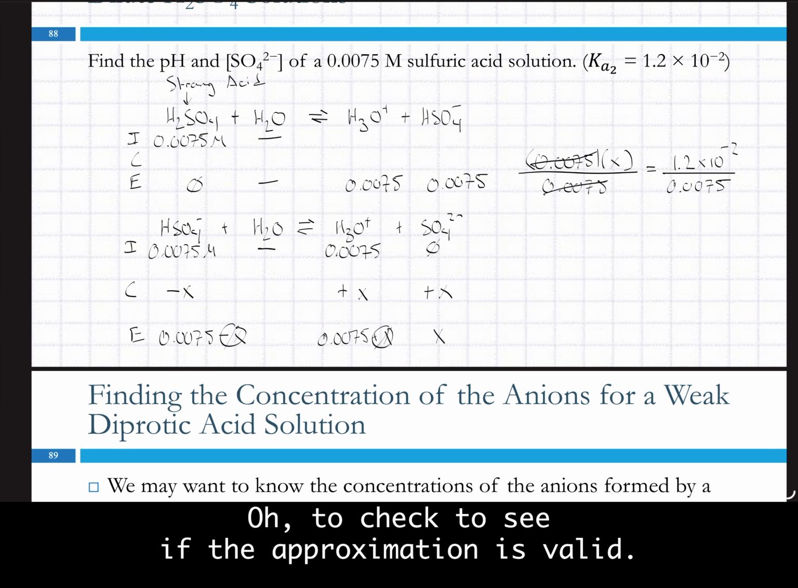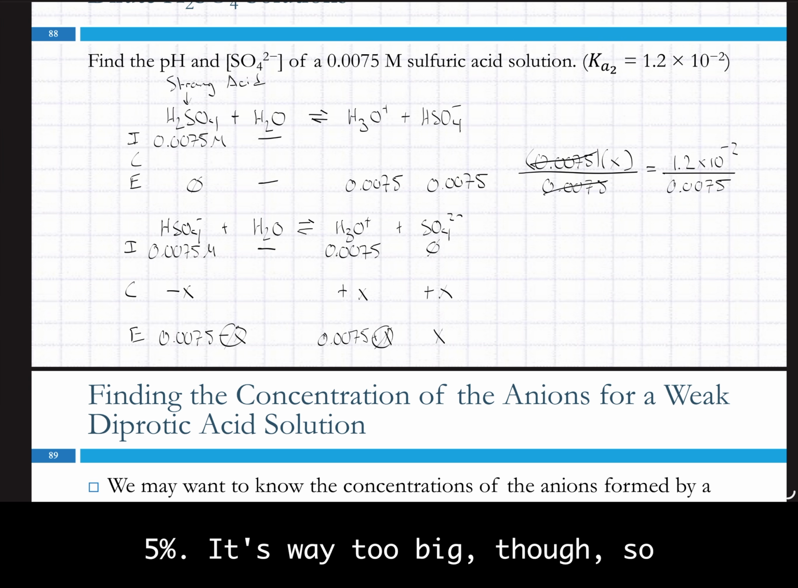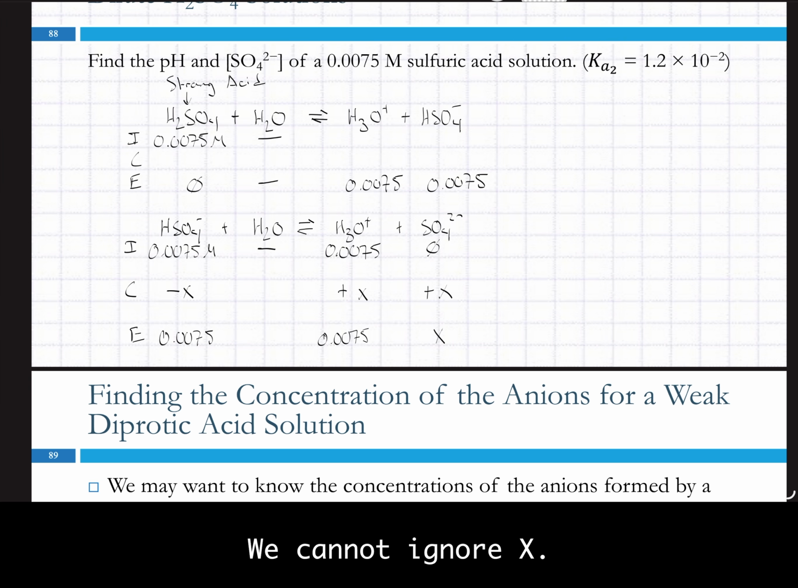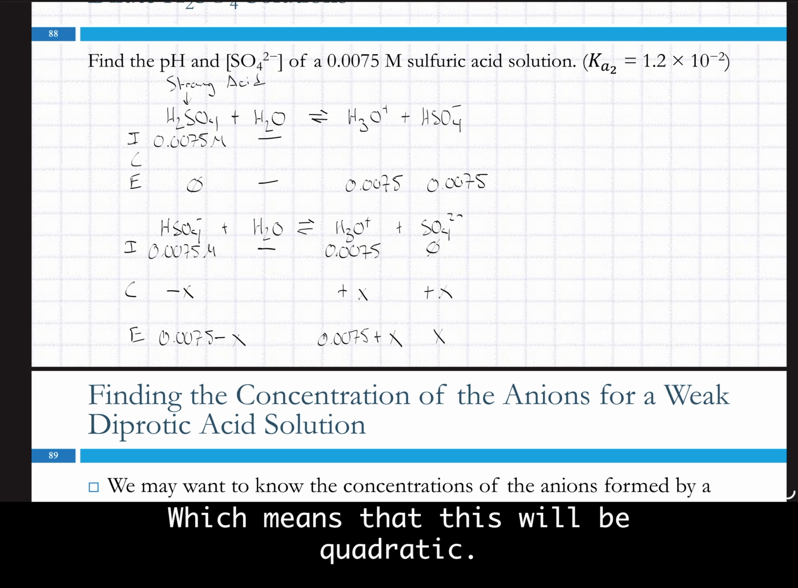Oh, to check to see if the approximation is valid. It's 5%. It's way too big though, so our instincts were good. I must have been thinking of a different problem. We cannot ignore x, which means that this will be quadratic.